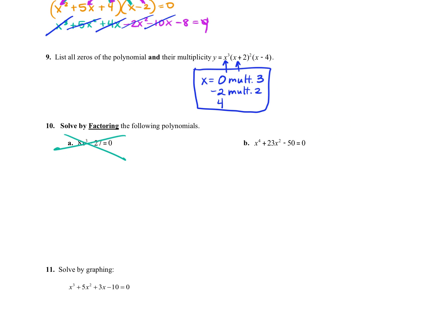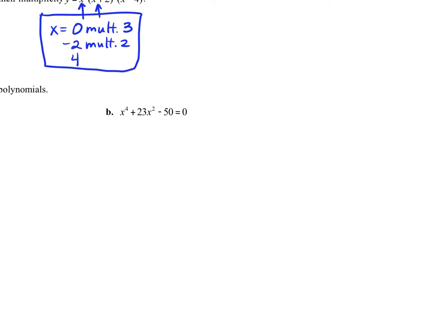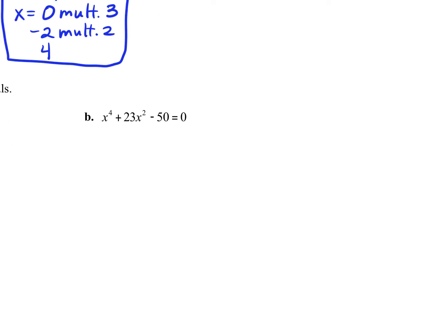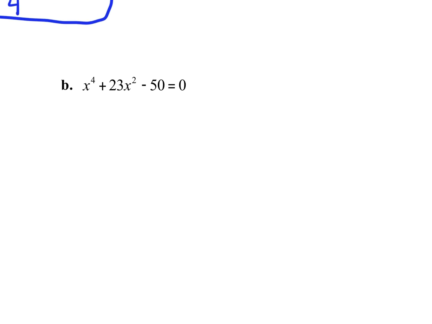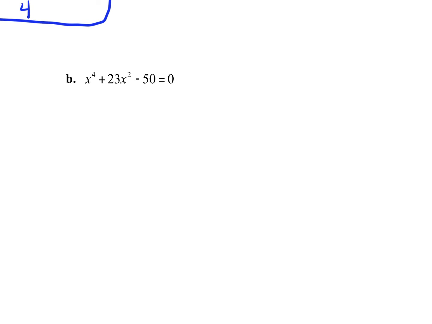Okay, number 10A, skip it. We didn't do cubics, but we did do quartics, and this is a quartic, right? 4th degree. Tell me about quartics. You do the star method, but then write it a little differently toward the end, right? So set up your star. What can you multiply to get negative 50 that you can add to get 23?